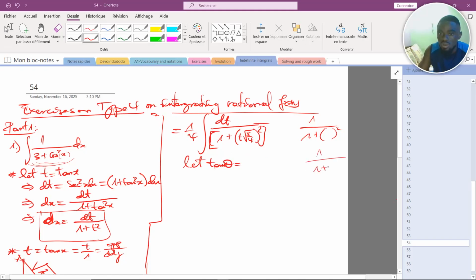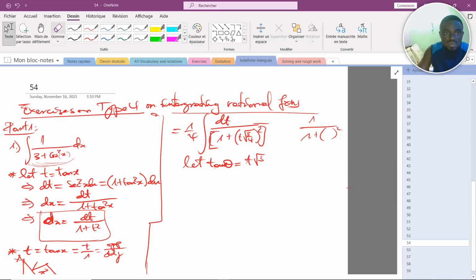So I will let my tan theta, because this is already an integration of the form 1 all over 1 plus something square, which resembles the integral of what? 1 plus t square. You get what I'm saying? And we know that this integral will give an arctan. You understand? So let me wipe this. So let theta be equal to t root 3.